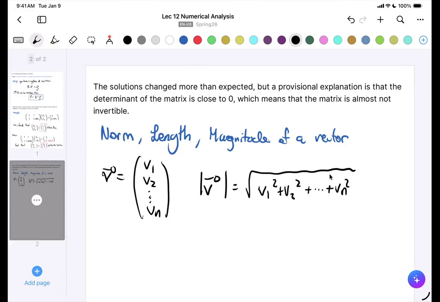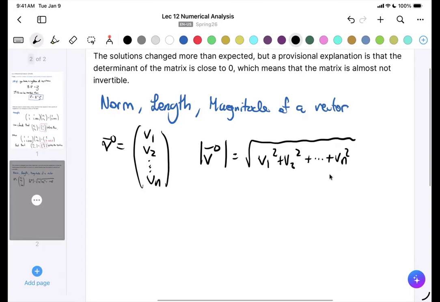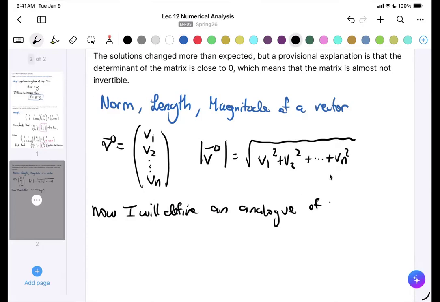Now, when you have a matrix, there are ways to define the length of a matrix or the magnitude of a matrix, and there are actually many possibilities to do this. But I'm going to use one that's convenient for our purposes. So I'm going to tell you a possible option for defining the norm or magnitude of a matrix. Now I will define an analog of this formula for a matrix.